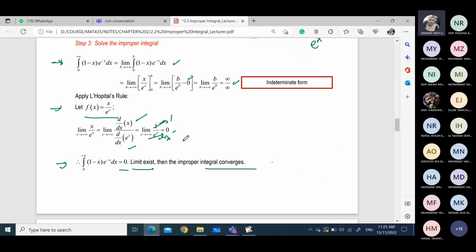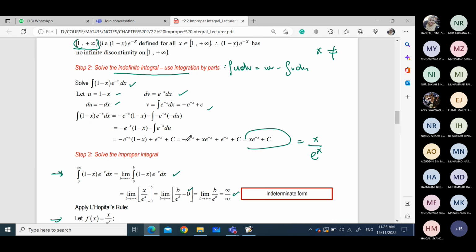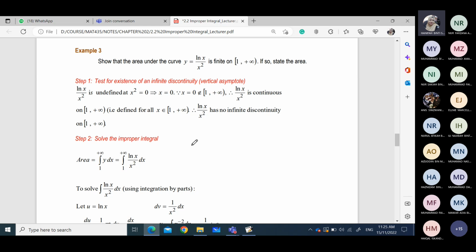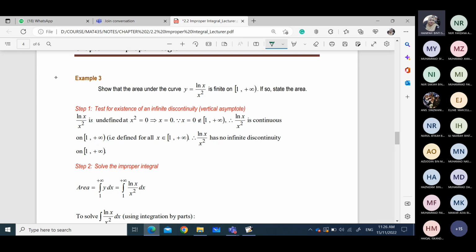Alright. So ada soalan untuk example tu? Tak ada. Okay, very good. Okay, so next, example 3. So look at this example. Example 3, show that the area under the curve y is natural log of x over x squared, on the interval 1 to infinity, is finite. If so, state the area.